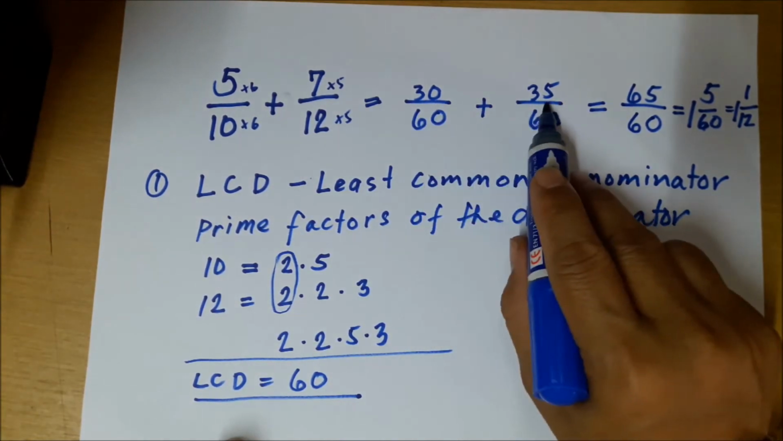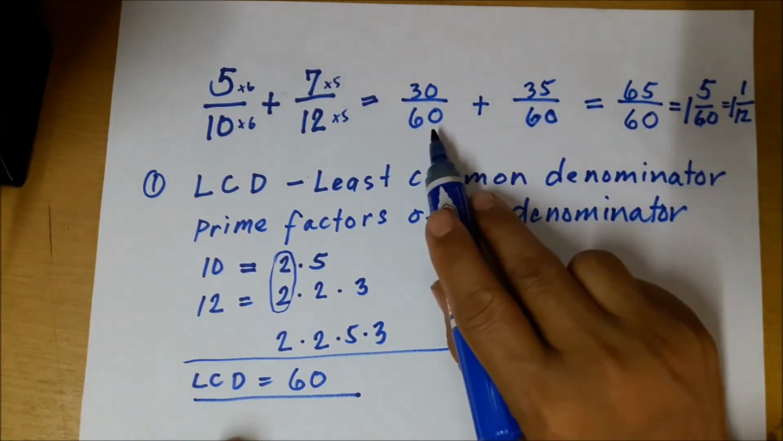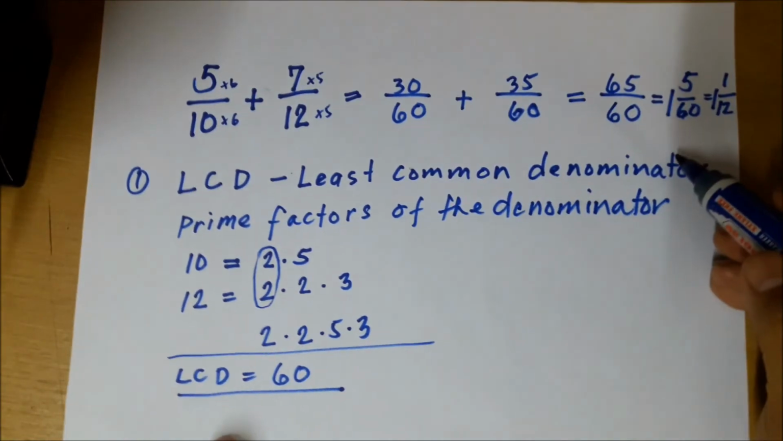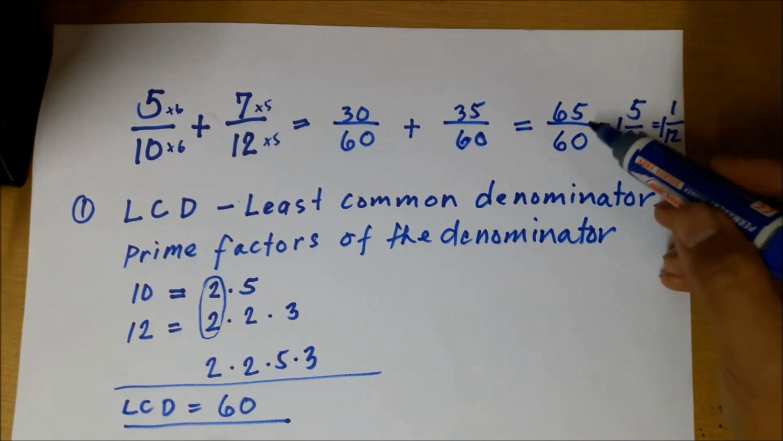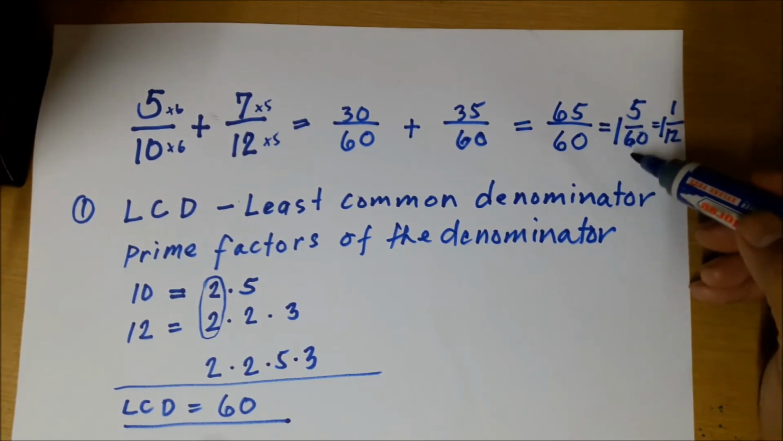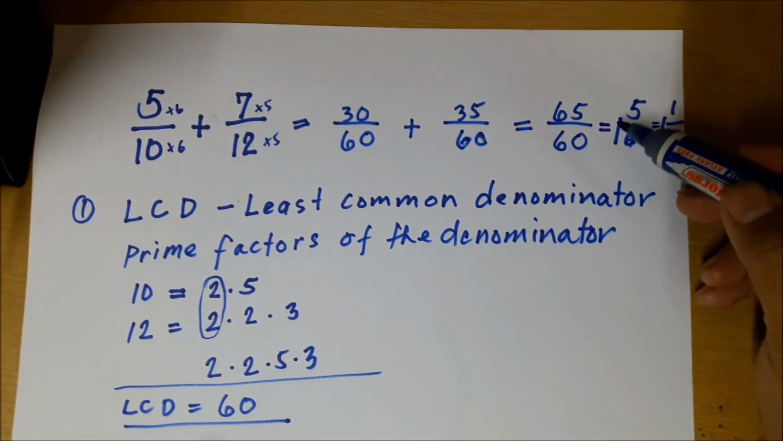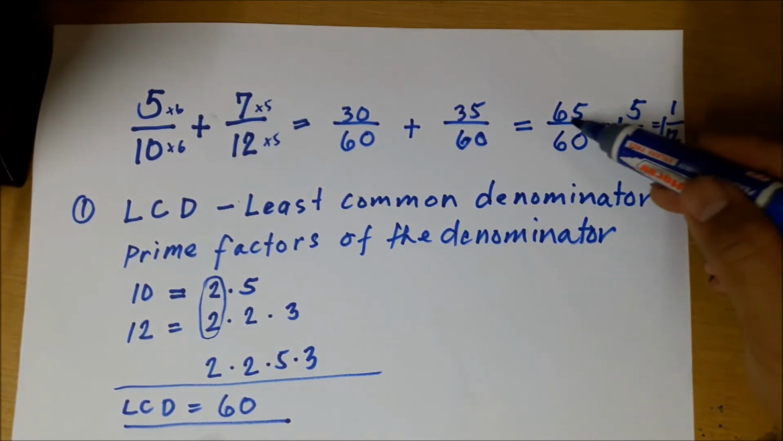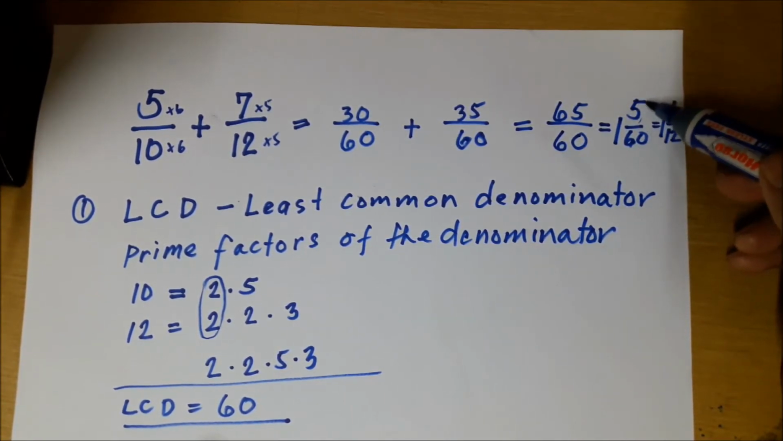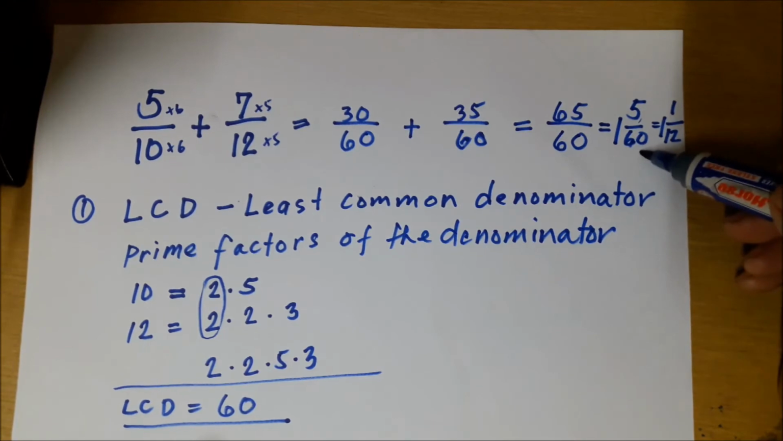30 plus 35 equals 65. And we just copy 60 here. We don't add the 60 anymore. So we have 65 over 60. Alright, so this is an improper fraction, so we can change it into a simpler form by dividing 65 by 60. We get 1, there's a remainder of 5, and we just copy the denominator 60.